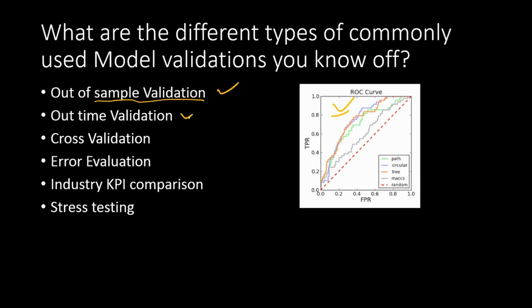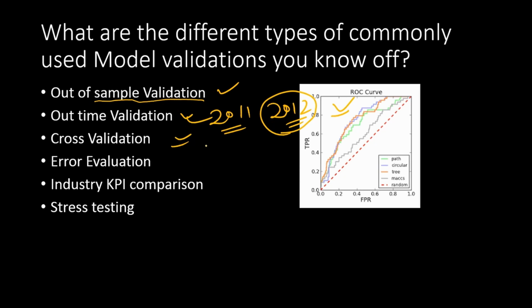Out of time validation is the one where, if you have taken data for 2011 for developing your model, you can take data for 2012 to test if your model is working fine. So the idea is that if the model is working fine for one time period, is it working fine for a different time period, right? That's known as out of time validation.